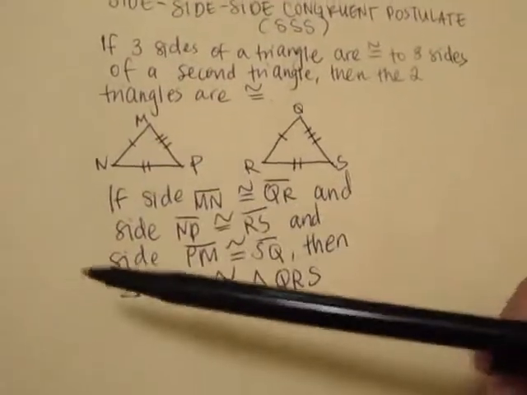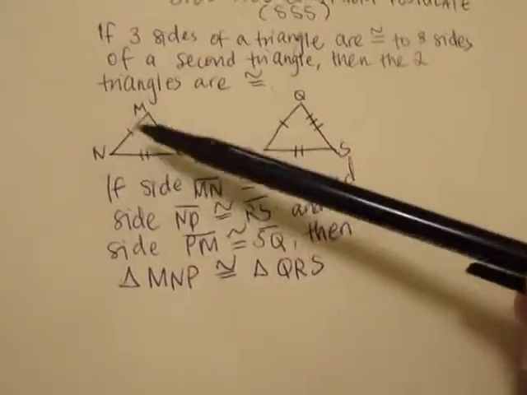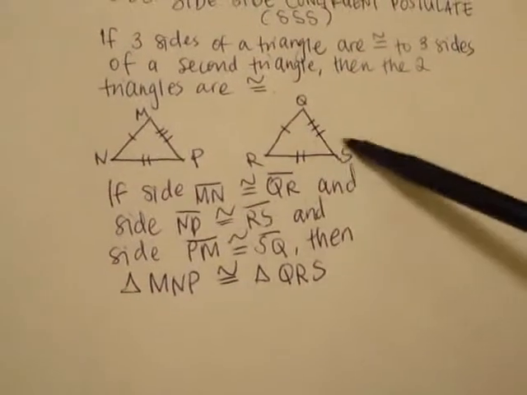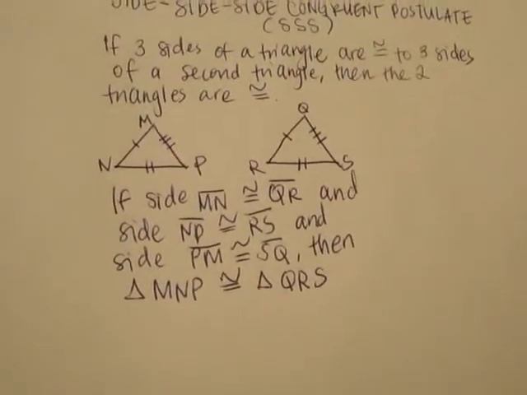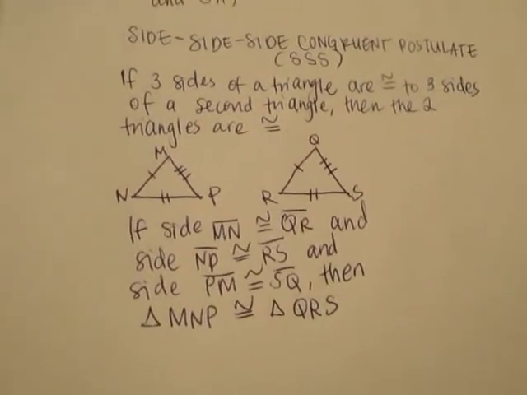Unlike the last lecture, we don't need to actually go through and say that all these sides and all these angles are congruent. Just knowing that these sides are congruent is enough information to prove that these two triangles are congruent to each other. Okay, so that's side, side, side.